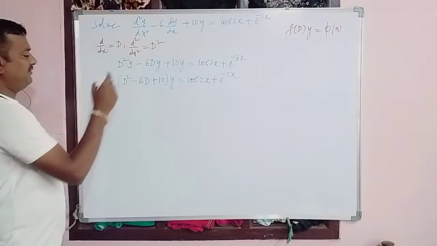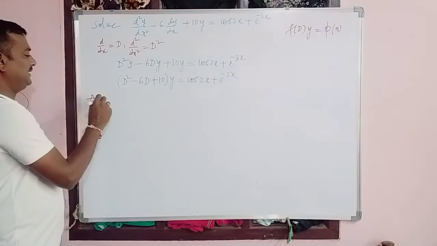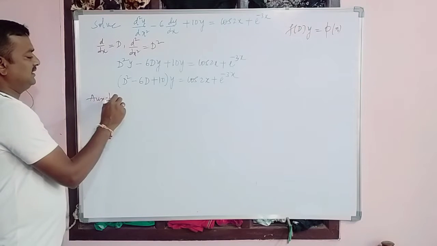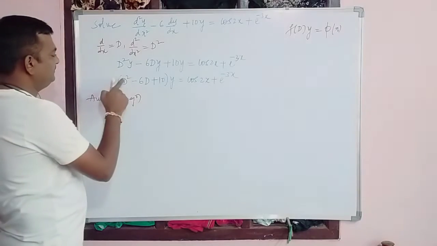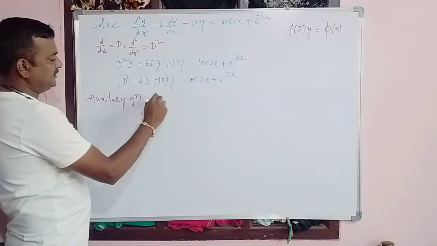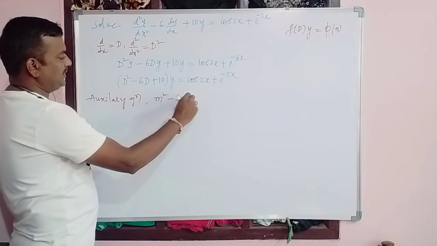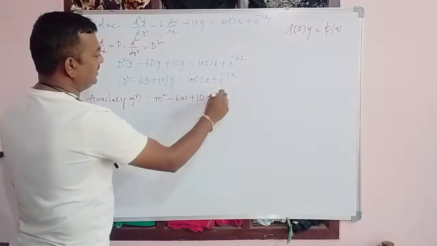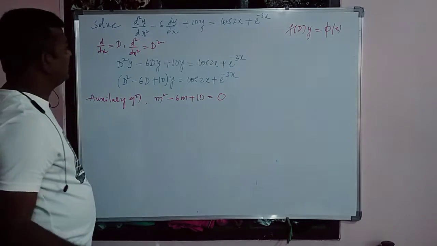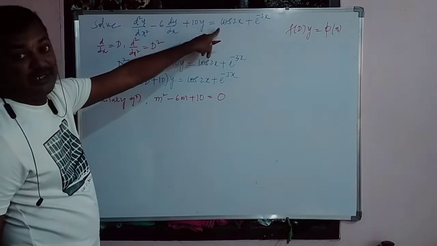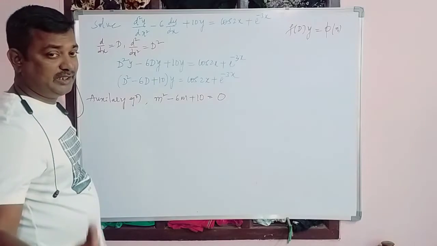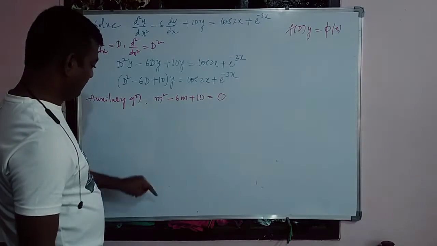Now that it is in standard form, we write the auxiliary equation, students. The auxiliary equation is obtained by replacing D by m, that is m square minus 6m plus 10, and neglecting the right side, meaning you take it as 0. And remember, the solution of a non-homogeneous linear differential equation contains the sum of the complementary function and the particular integral. First we are finding the complementary function.